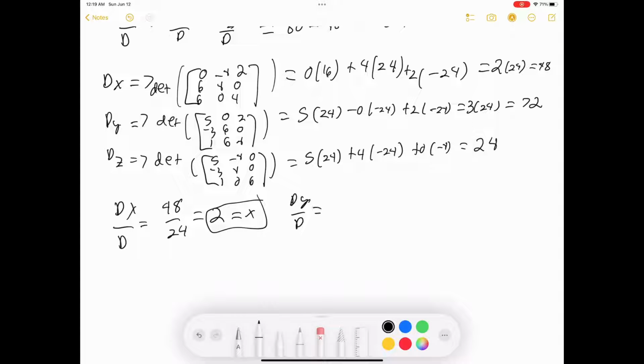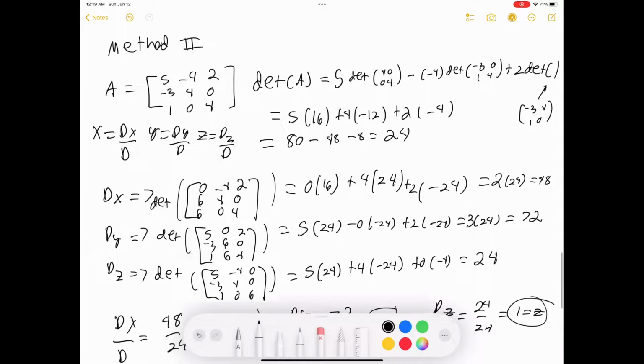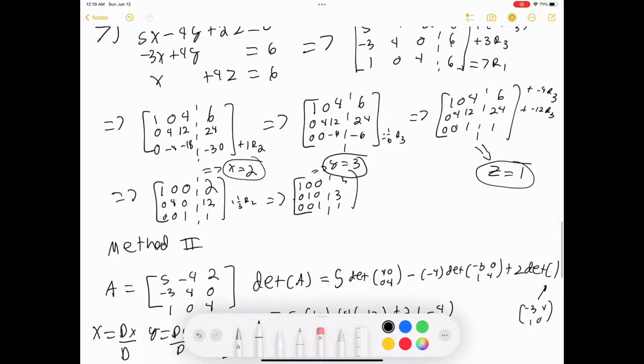So we just wind up getting 48 over 24, which is 2, which is our x, 72 over 24, which is 3 for our y, and 24 over 24, which is going to give us a z of 1. So these are 2 different ways of solving a system of equations. Of course, you don't need matrices, but they definitely make things simpler. And if not simpler, they definitely make them neater.